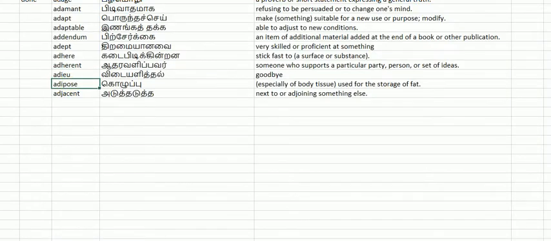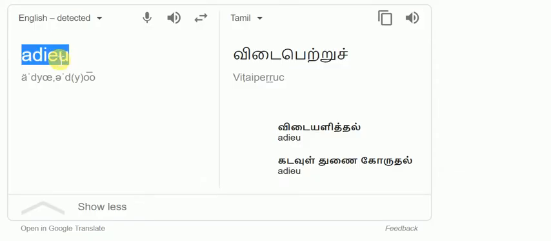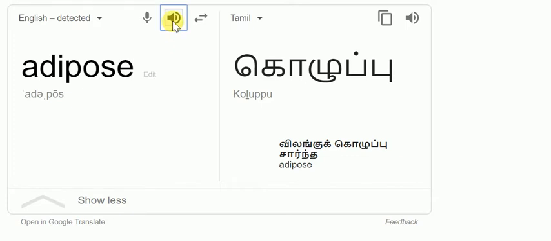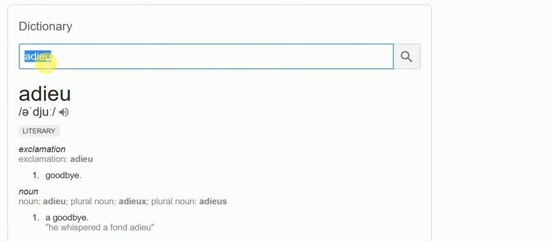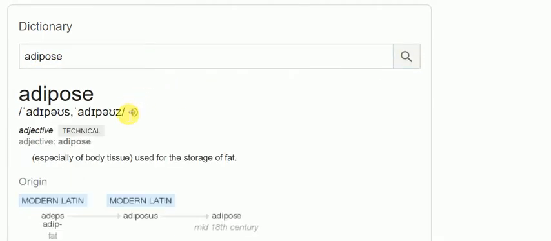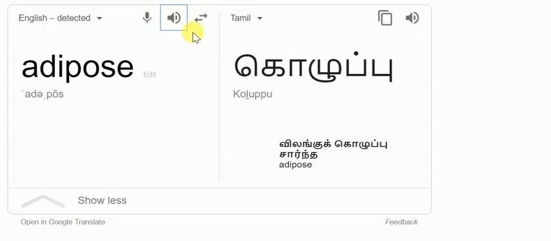Next vocabulary is adipose. Adipose is used for storing fat, especially in body tissues. Something which stores fat is called adipose. In Tamil, we can say கொழுப்பு, which means fat. So something which stores fat, we can consider adipose.